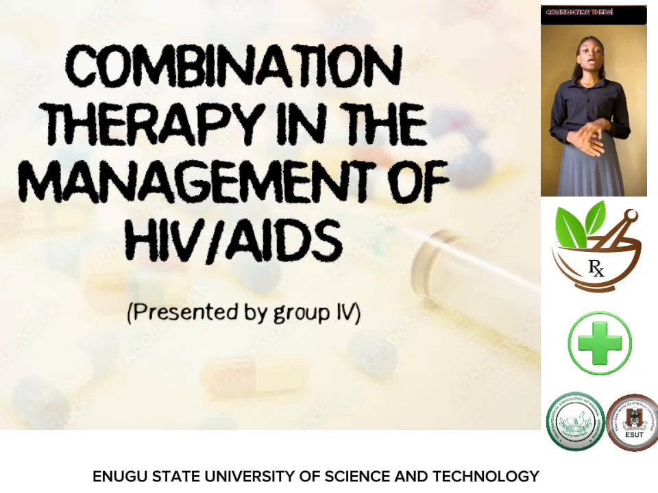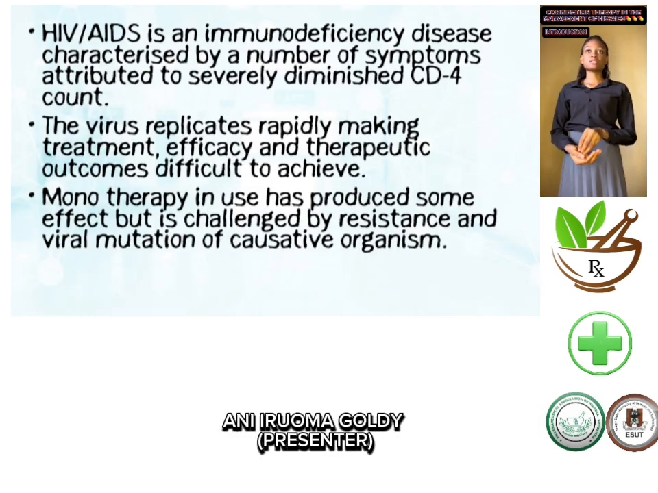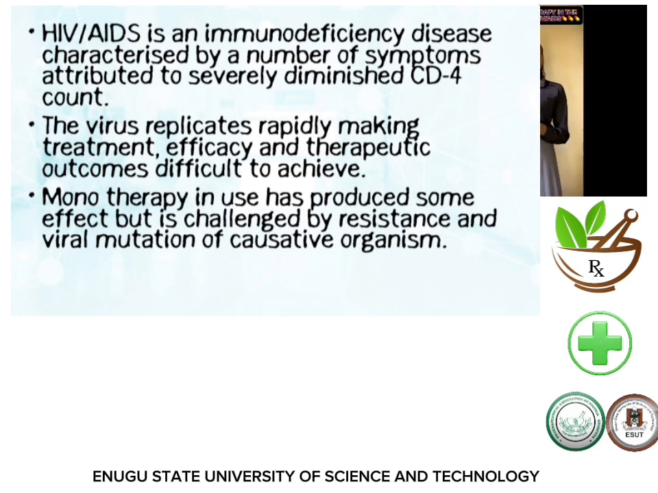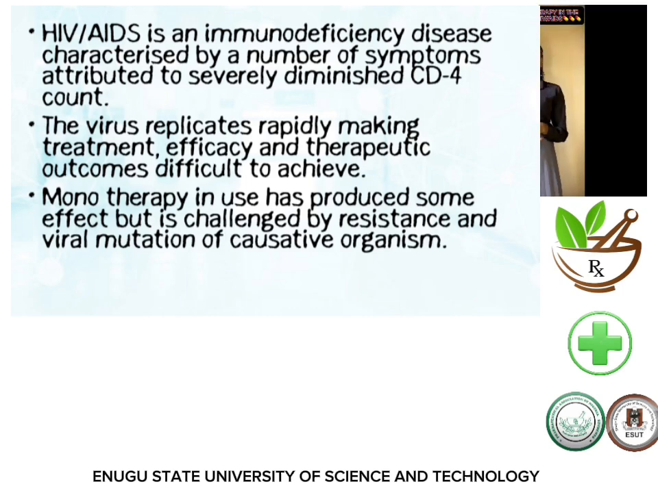Today we'll be talking about the combination therapy in the management of HIV and AIDS. Introduction. HIV and AIDS is an immune deficiency disease characterized by a number of symptoms attributed to the severely diminished CD4 cell count. Globally, it's prevalent that 85.6 million people have been infected with this disease, 40.4 million reported dead, and 39 million people are still living with it, with age ranges of about 15 to 49 years. Now, this virus is known to replicate rapidly, making treatment, efficacy, and therapeutic outcomes difficult to achieve.